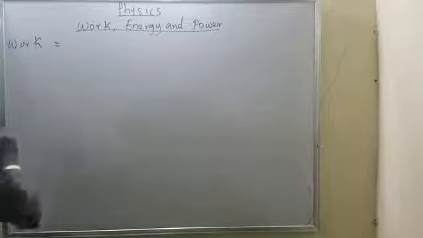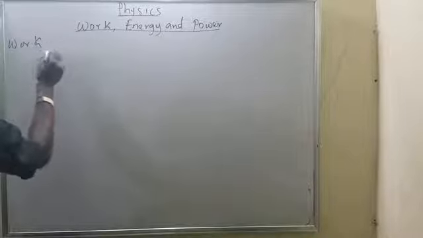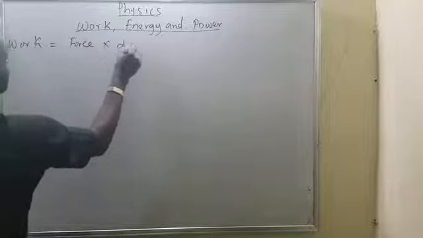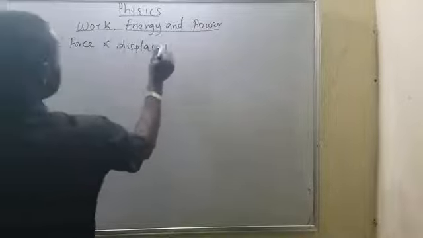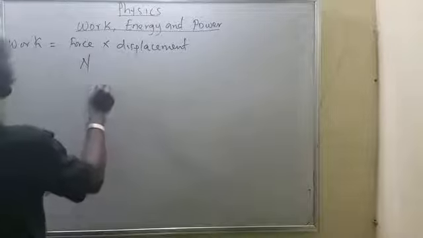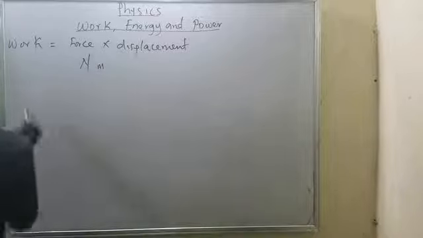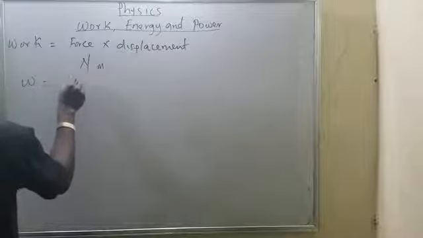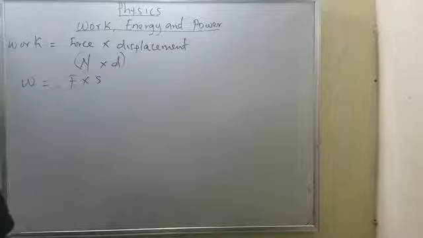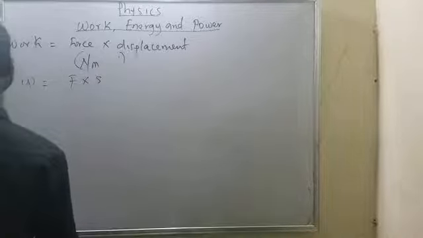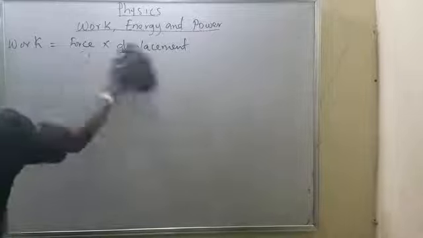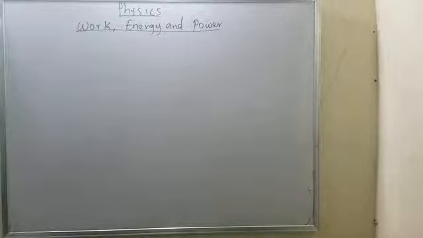It means my work done, let me put it, work done equals force multiplied by displacement. Force is in Newton, and distance is in meters. I can also say that my work done equals force times distance, and the unit is Newton meter. That is very important. That is what I'm here for, just to put more examples and more light on this part.